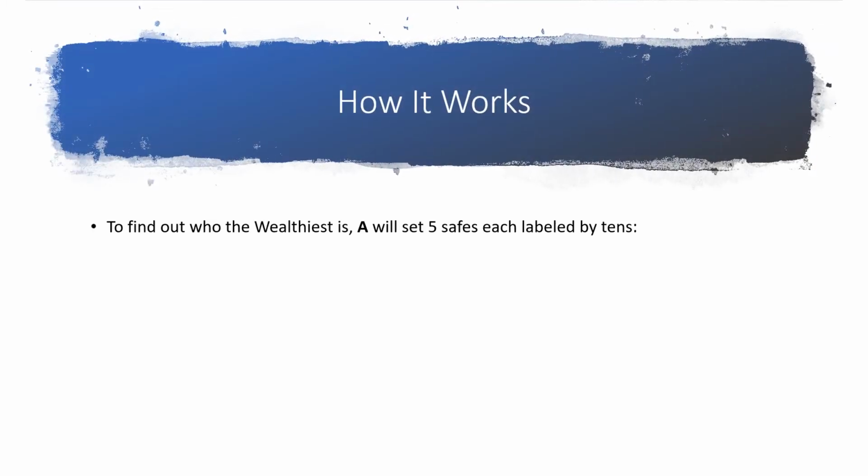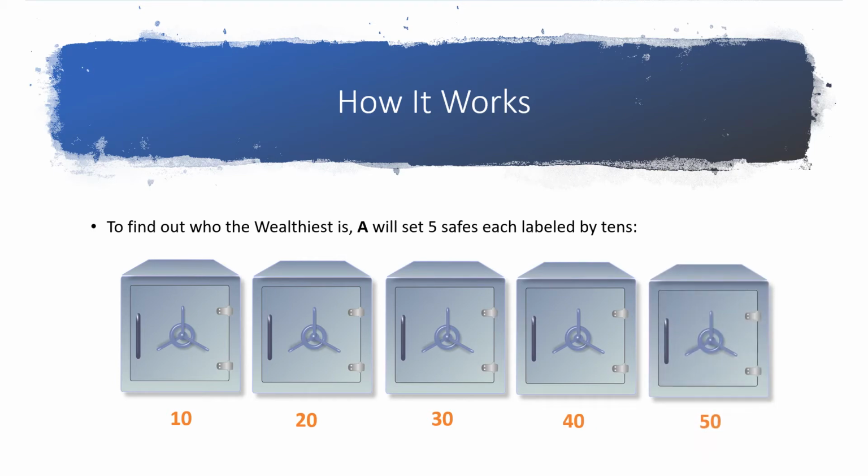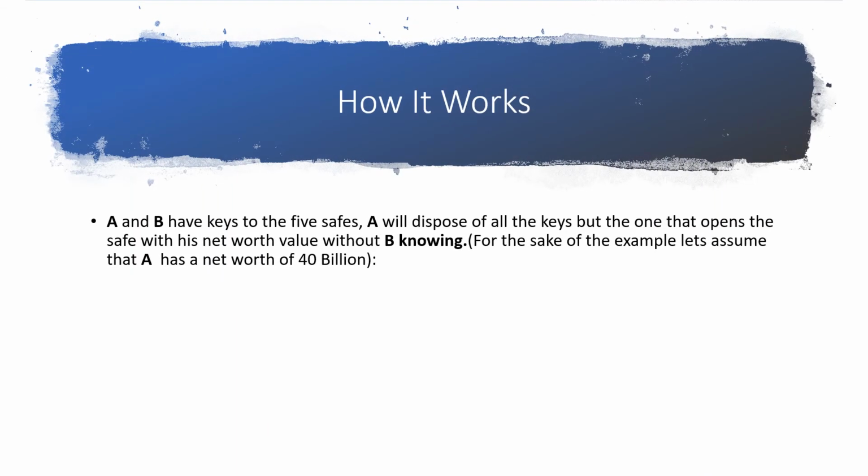To find out who the wealthiest is, person A will set 5 safes, each level by tens, as follows: 10, 20, 30, 40, 50. In order for this to work, both people would have to have the keys to all the safes. So the way it works is as follows. Person A will take his set of keys for the safes without B knowing, and he will dispose of all of those keys except for the one that is labeled with his net worth value. For the sake of the example, let's assume that it is 40 billion, without person B knowing.